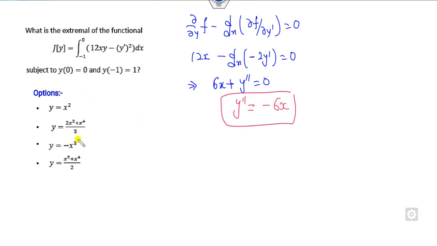Now you can look at the options. What is the second derivative of this? It's 2, which is not equal to minus 6x. Here this is x raised to power 4, whose second derivative can never be minus 6x. Again this is x to the 4. This is minus x cube, so the second derivative is minus 6x, and it is the right answer of this problem.